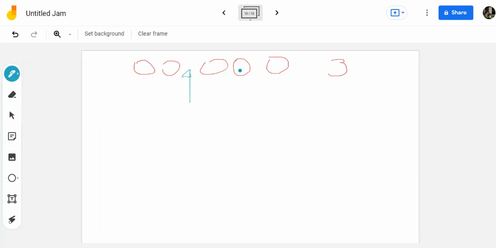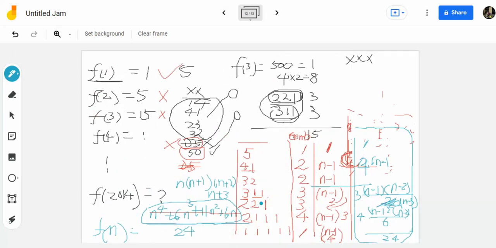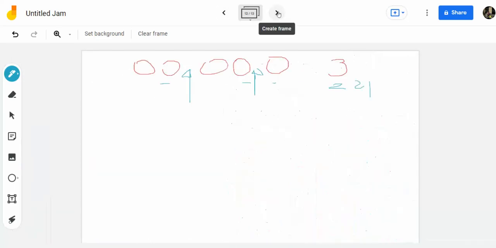Put a bar here. If you put 2 bars here, what do you get? You get 2, 2, 1, right? 2, 2, 1. Is that what we're looking for? 2, 2, 1, something like that, right? Okay, stars and bars. But stars and bars has a logic behind it.